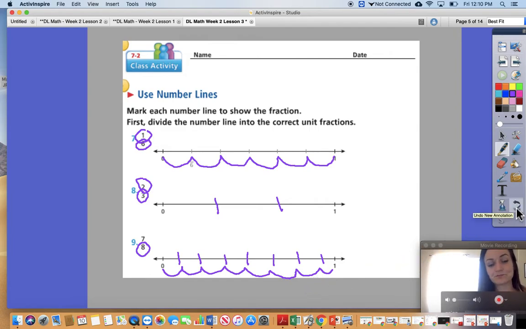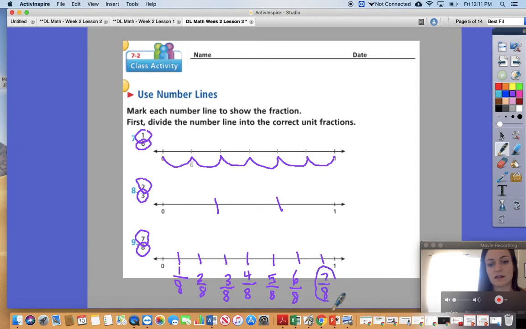We're pretending. So I have 8 equal pieces, and now I need to look at my numerator. I have to show 7 eighths. So my first line would be 1/8. Then I've got 2/8, 3/8, 4/8, which is also a half, if you remember that. 4/8 is the same as half. 5/8, 6/8, and 7/8.